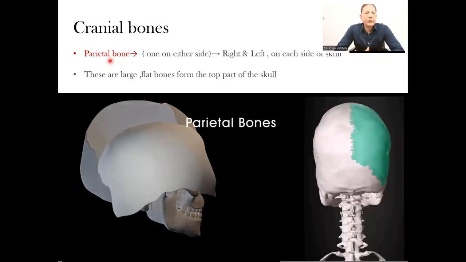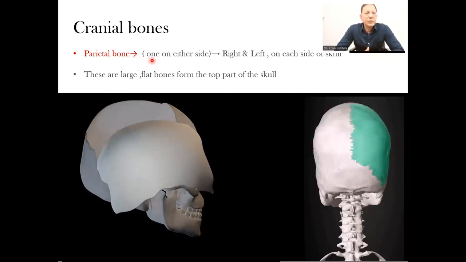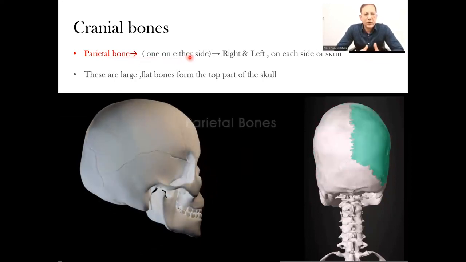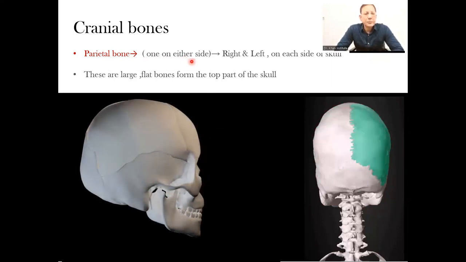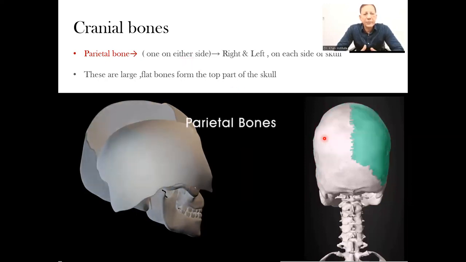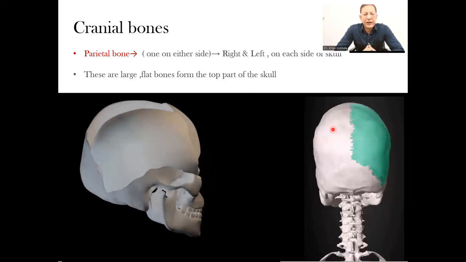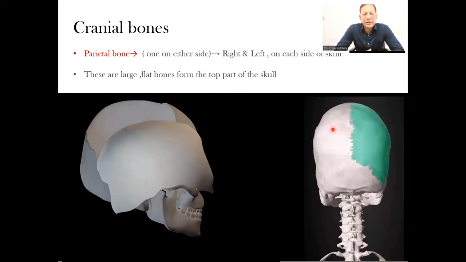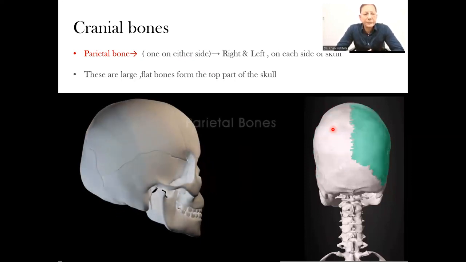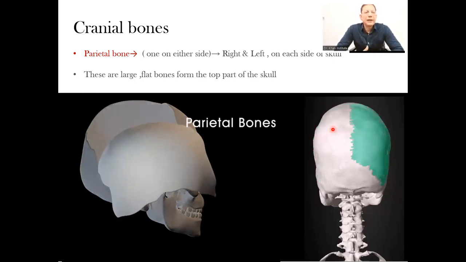Number two, the parietal bones. One on either side, that means there are two of them. They form the superior and lateral aspect of the skull, and they join at the top of the skull. The parietal bones, along with the other cranial bones, provide protection to the brain. They support and contribute to the overall structure and stability of the skull.